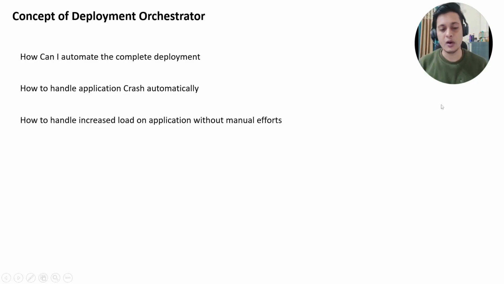Again, the third question, how to handle increased load on the application without manual effort. So let's say your application is running and there is some time period in a day or in a month when you expect the load on your application will increase. In that state, you cannot monitor your application 24 by 7 just to check, okay, I'm getting this many requests, now I need to upgrade or scale it. So that thing also should be automated.